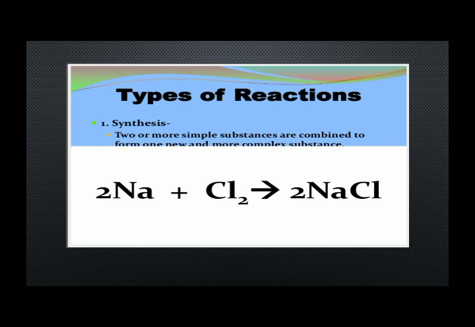First one is synthesis. Synthesis means the making of a new product, right? Two or more substances combine together and form a new product. Here you can see the example in front of you, when 2 atoms of sodium combine with 1 molecule of chlorine. So what will happen? Sodium chloride. 2 molecules of sodium chloride will form.